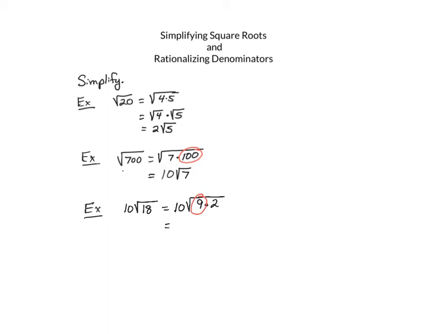So the square root of 9 is 3. It comes out and is multiplied by the 10. So I have 10 times 3, that's 30. And the square root of 2 stays underneath, or the 2 stays underneath the radical sign.